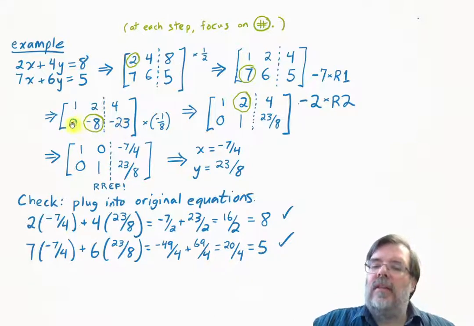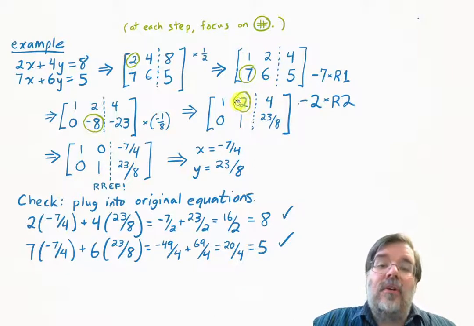So multiply the numbers in the second row times negative 1/8. We're not changing the first row at all. And then the second row becomes 0, 1, 23 over 8. Okay, it's a fraction.